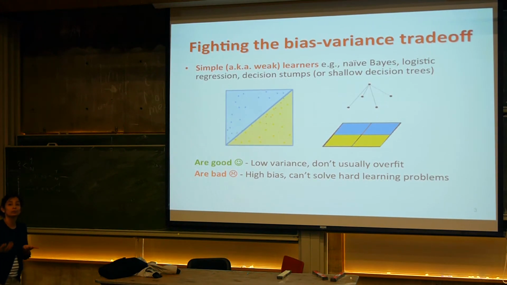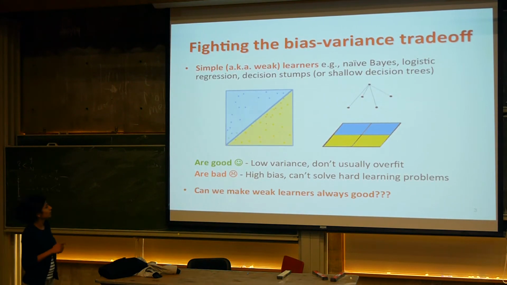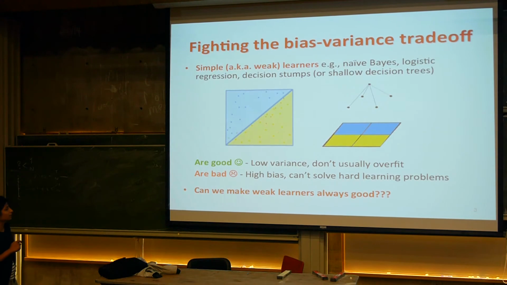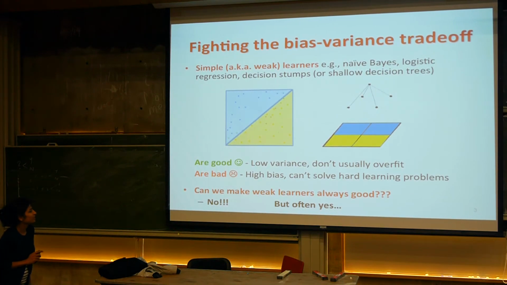Maybe we don't have to combine too many of them so that we can reduce our bias, but not increase our variance too much, hopefully, right? So that's sort of the idea. Can we make these learners always good? Of course, when I say always, the answer is no, but often yes, right? So when can we do this?